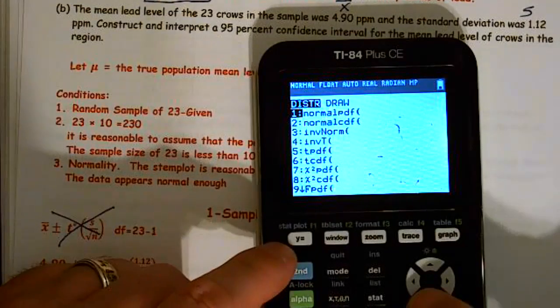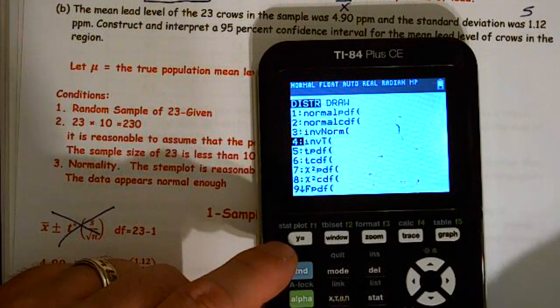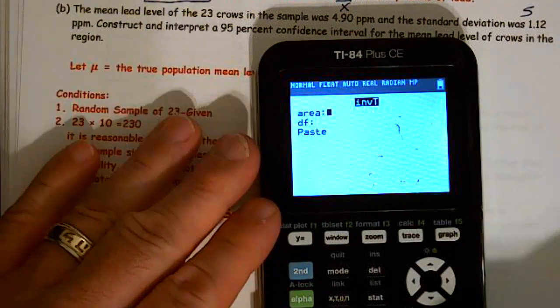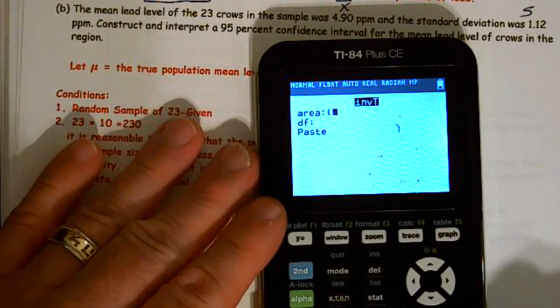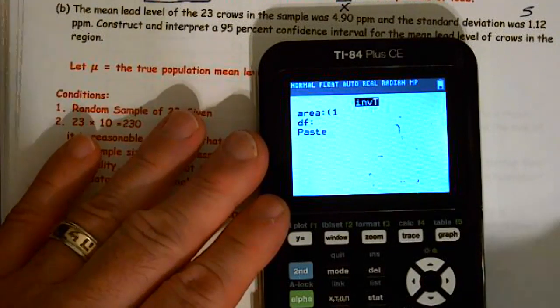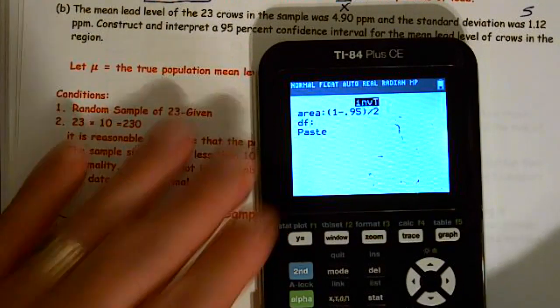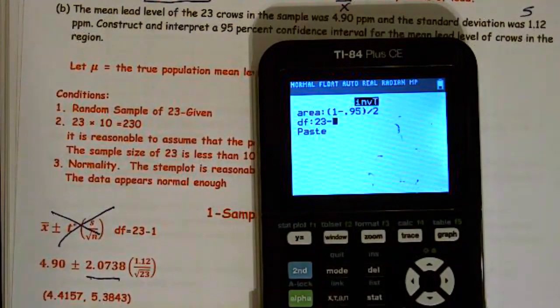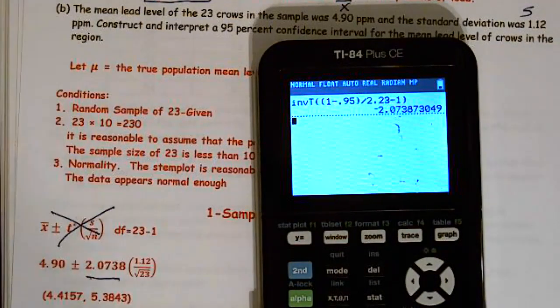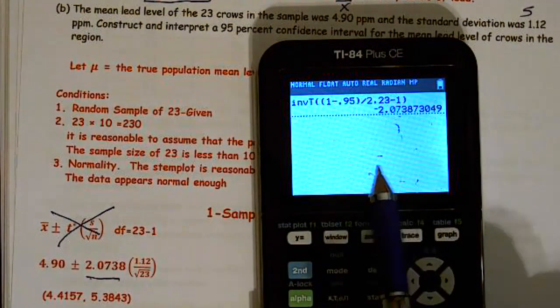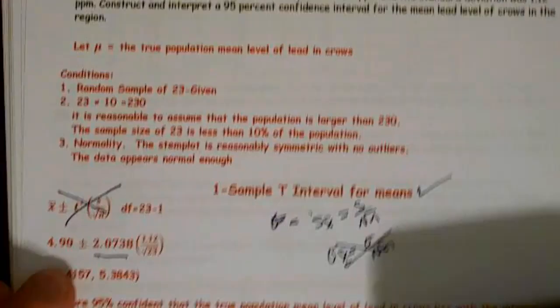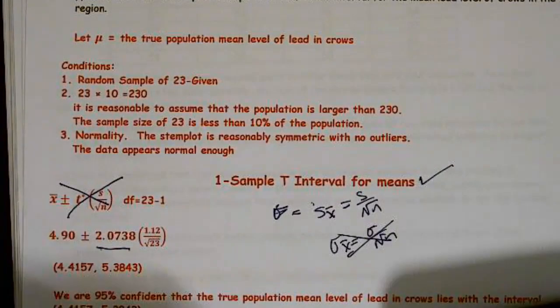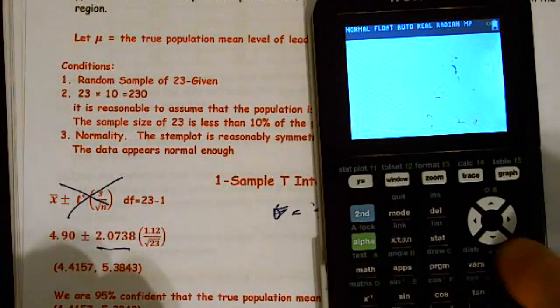So second vars, inverse t. For the area, because it's a confidence interval, we have to subtract and divide by 2. So 1 minus 0.95, close parenthesis, divided by 2. And degrees of freedom in this case are n minus 1, so 23 minus 1. Make sure for confidence intervals that you write it down. I make a habit of writing down my degrees of freedom all the time. So I have 2.0738. That's my plug-in values. Now I need to go ahead and run the test.